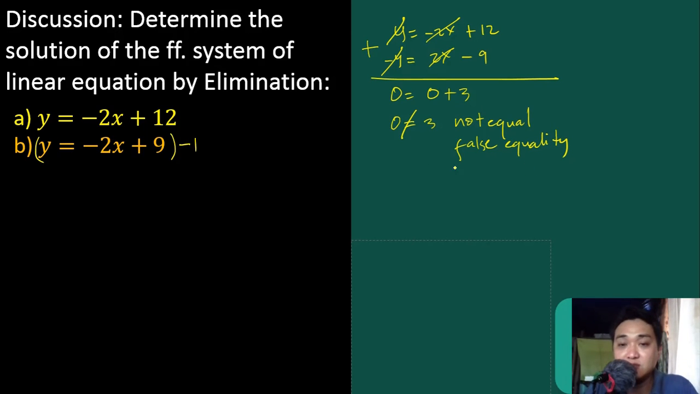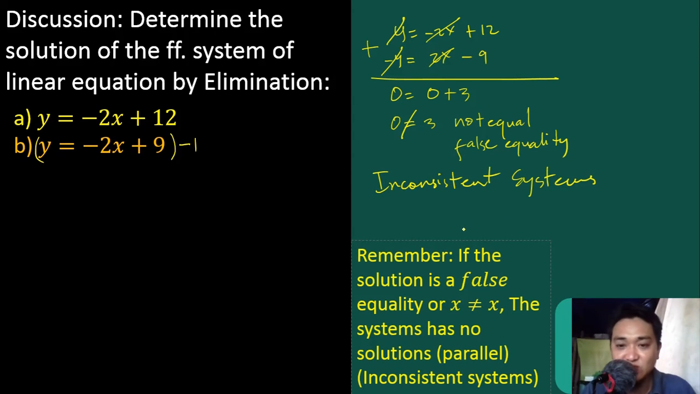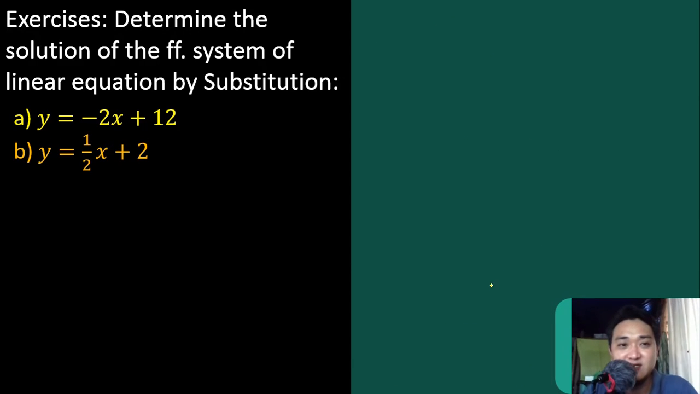And whenever that happens, we could conclude that these two systems are inconsistent systems. And so remember, if the solution becomes a false equality or a not equal, the system has no solutions. And whenever they have no solution on a graph, they are parallel linear systems, or in other references, we call them inconsistent systems.